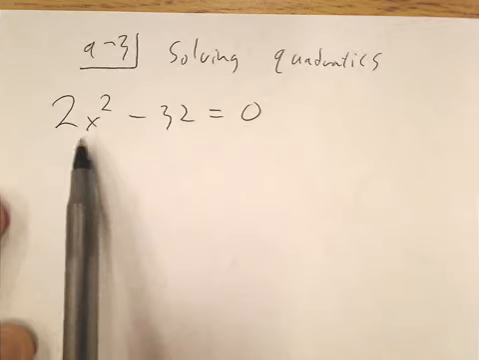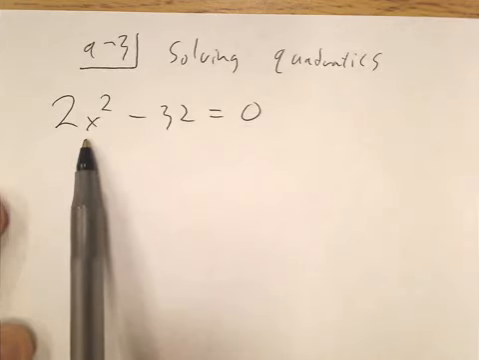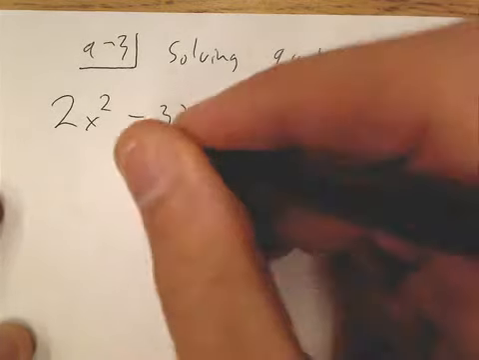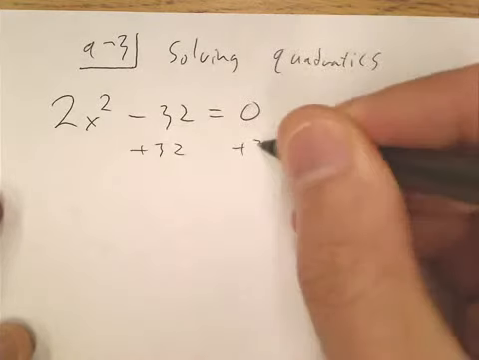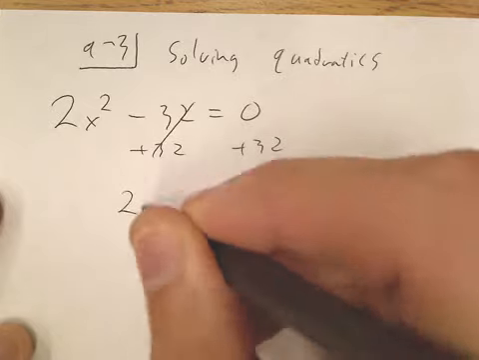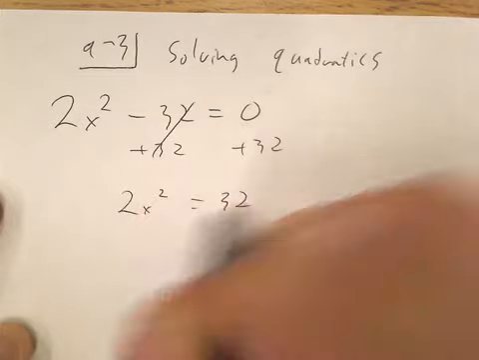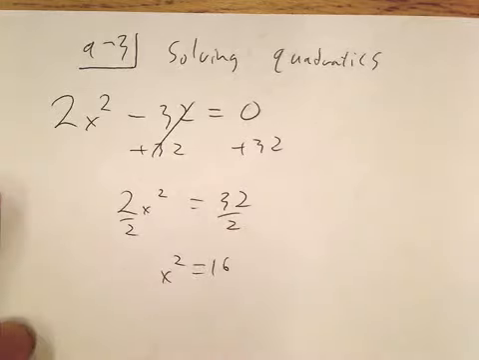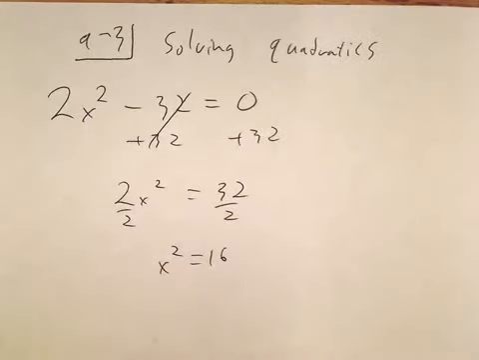So let's start. If there's only an x squared and there's not an x, we don't have to worry about factoring or anything like that. We can solve for that x directly. So we're going to start by adding 32. And then 2x squared equals 32. Divide by 2. So x squared comes out to 16.